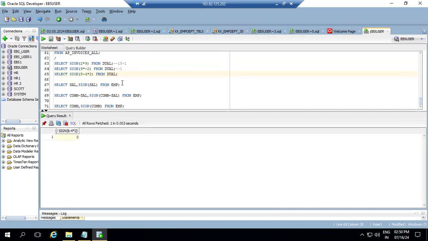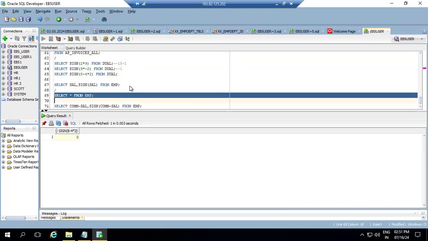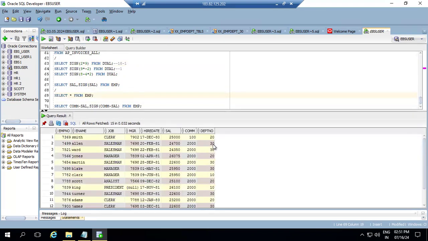Right? So coming to the EMP table, where we are selecting our salary column and using sign of salary. In our EMP table, we have all positive values only. So what happens when I select the salary column along with sign of sal? What type of output will I get now? It will display 1 everywhere, we get only 1 over here.